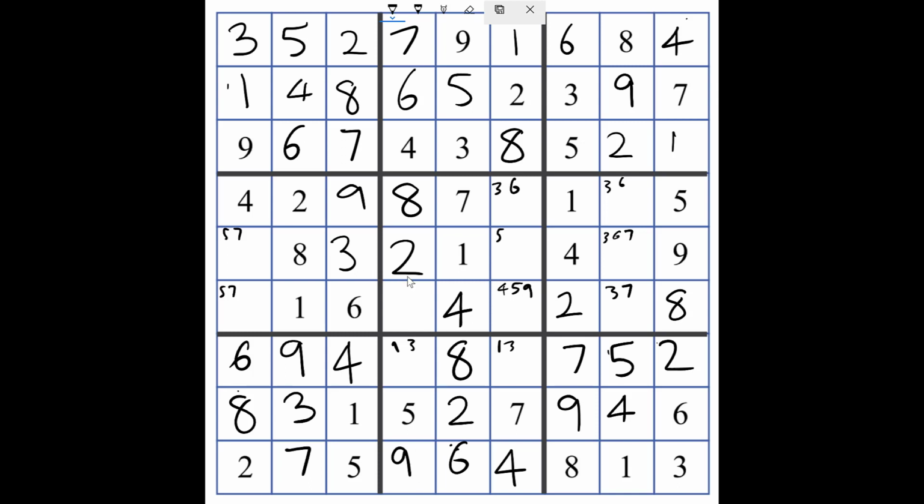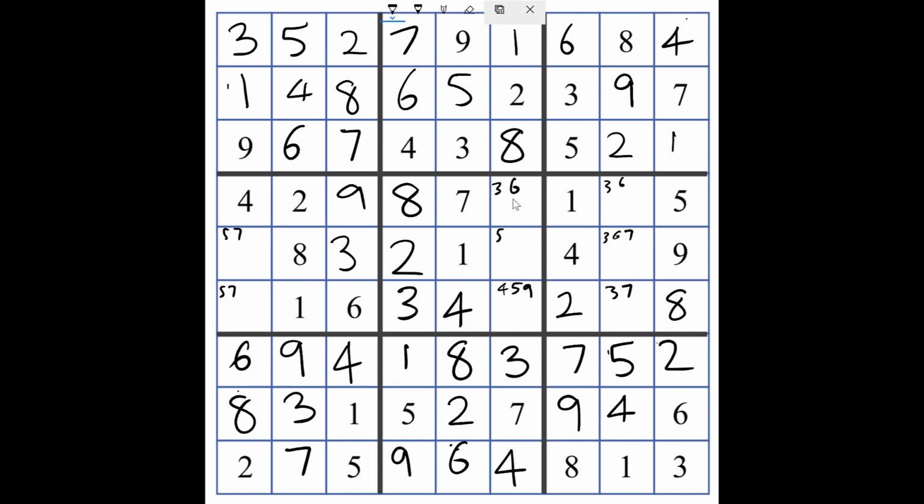So if I rub that out, what could go here? 1, 2, could be a 3. 4, 5, 6, 7, 8 and 9. This has to be a 3. If that's a 3, this has to be a 1. If that's a 1, this has to be a 3.